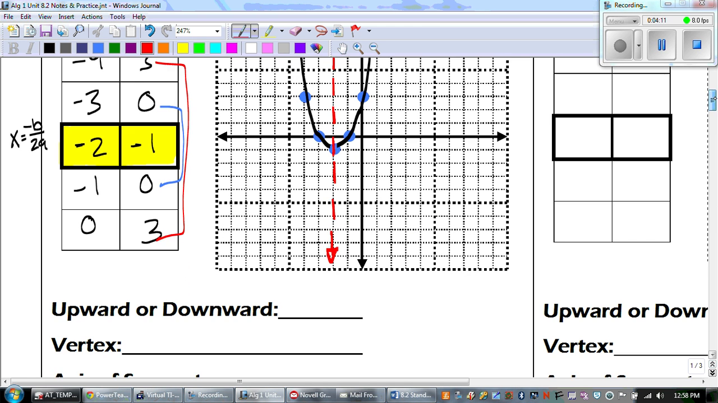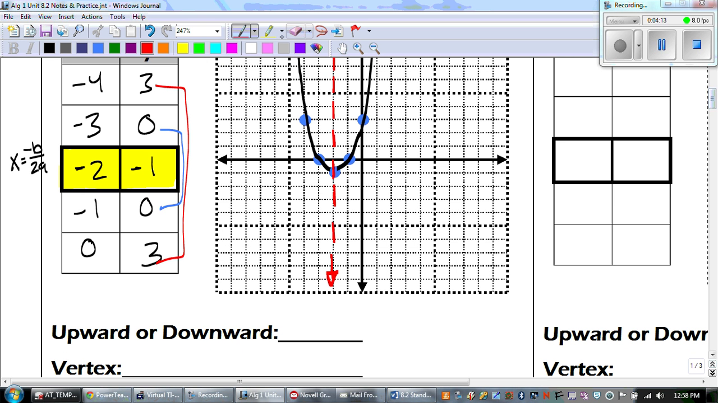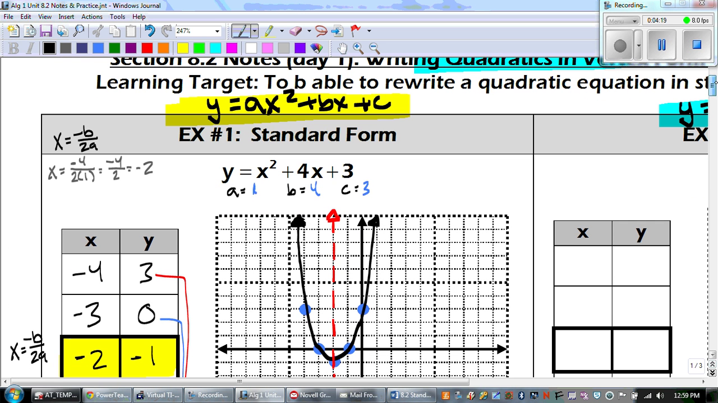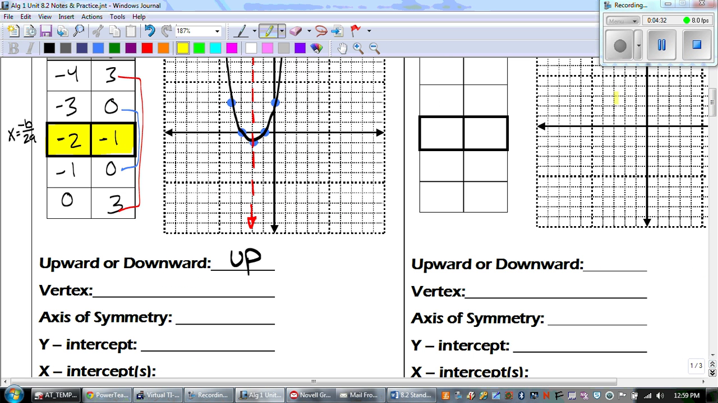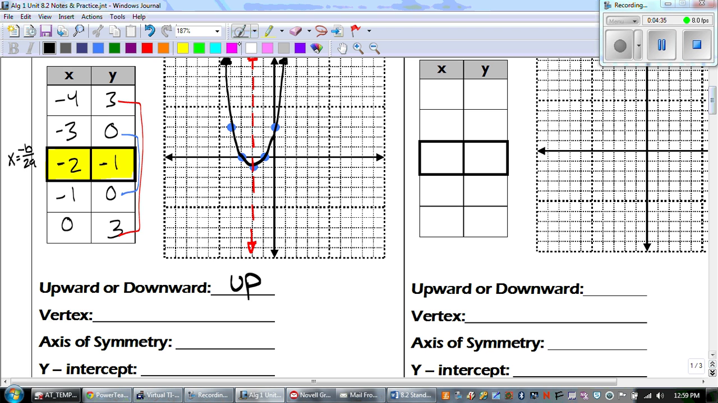So let's take a look. Did this open up or down? Well, it opened up. You can double check that by looking from the very beginning. Our original equation has x squared that is positive, so that means it's going up. Yay, we did that right. Our vertex is the point negative 2, negative 1. Our axis of symmetry is an equation with x, and it goes through the vertex, so it's going to be x equals negative 2.